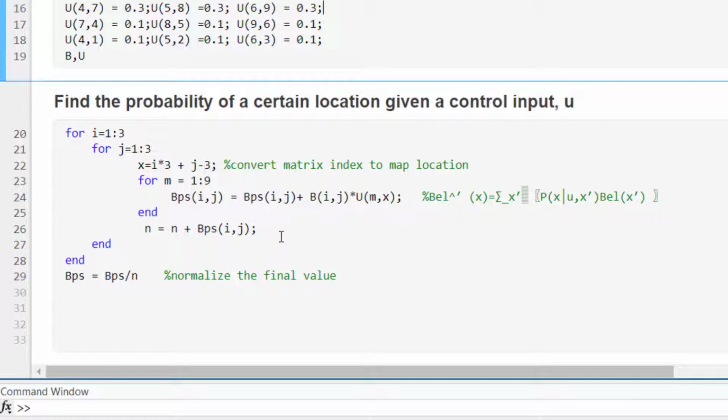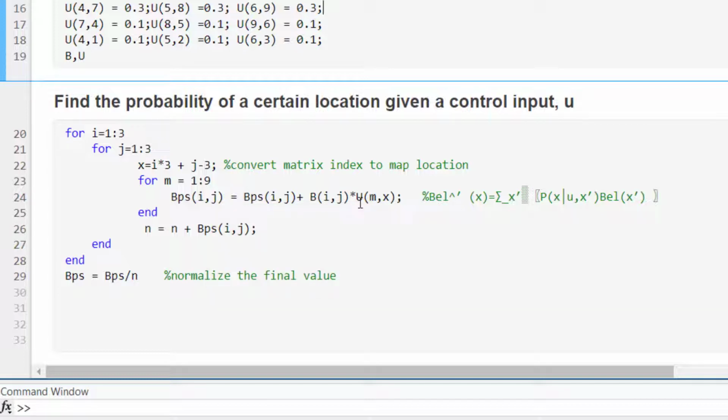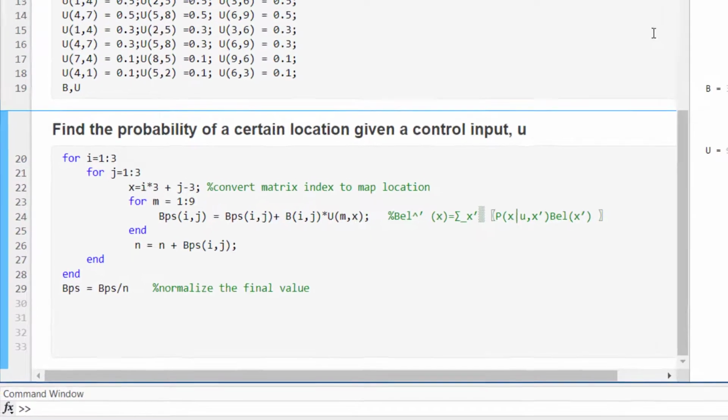For m equals 1 through 9, which represents all of our probability locations, I am going to write the value as that summation for the posterior belief i comma j, which is the sum of the belief at i comma j times the motion probability, where bij is our probability of being in any cell times the motion control given the from-to cell. I sum all of those up, and then I find the normalization constant by summing up all the possible values for every cell and then dividing by that.